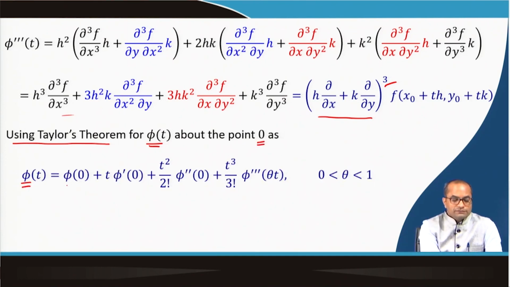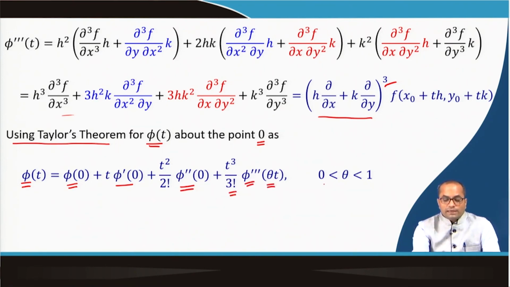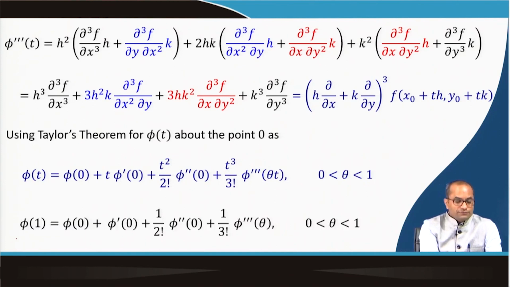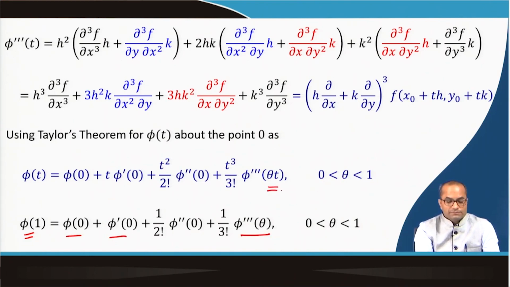So, phi t is phi 0 plus t phi prime 0 plus t square by factorial 2 phi double derivative at 0 plus t cube by factorial 3 phi triple derivative at theta t, and theta is between 0 and 1. So, basically this argument will be between 0 and t, which is the last term, the so-called remainder term we have here for this n is equal to 2 case. So, this phi at 1, if we compute phi at 1, what will be that? Phi 0, phi prime 0 and so on, and t we have just replaced by 1.